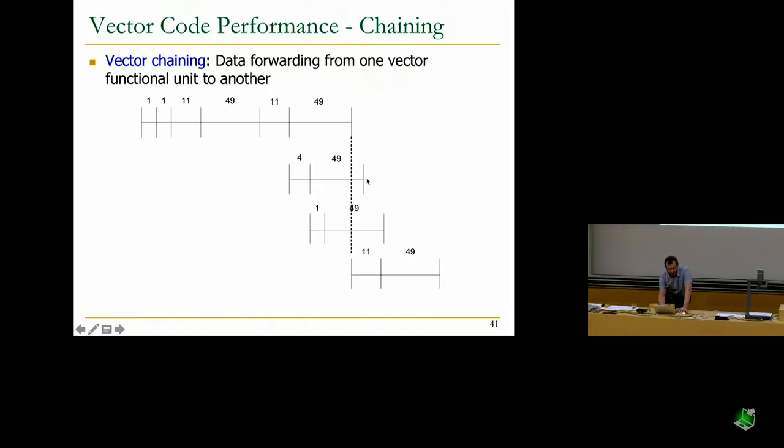Now, this is where the first element of the addition is done. I'm not going to go back, but remember the vAdd, vector add over here, and then vector shift. This is where the first element of the vector add is done. You can start the vector shift for that element in the next cycle after that element is done. Make sense? Basically, we chained or we forwarded the data values instead of waiting for the entire vector register to be done. Instead of waiting until here, we've started the operation here.